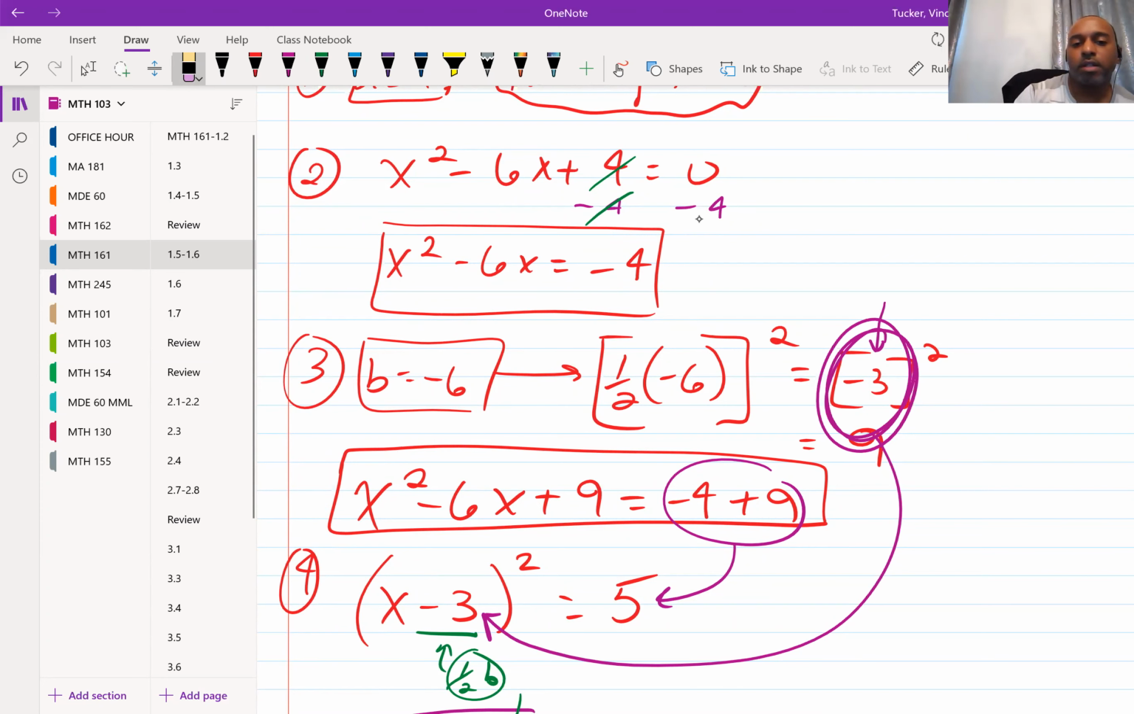Questions on what I just said there? When you go from step 3 to step 4, trying to factor that trinomial, whatever half your b term is what goes in parentheses with your variable. Half of -6 was -3. That's why we have x minus 3 squared. And then on the right, -4 plus 9 is 5.